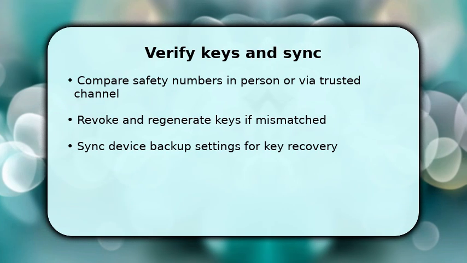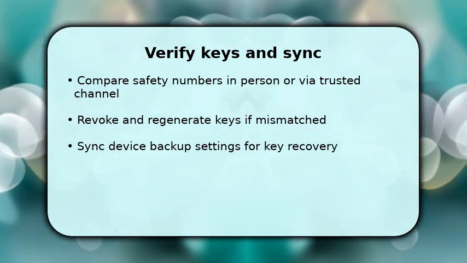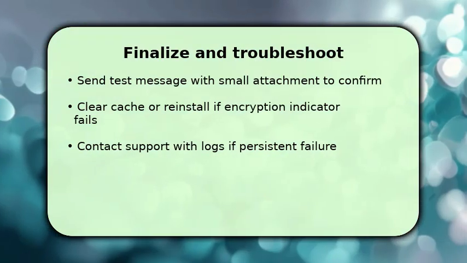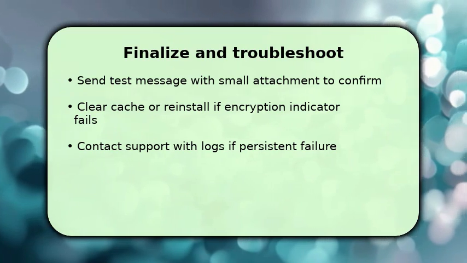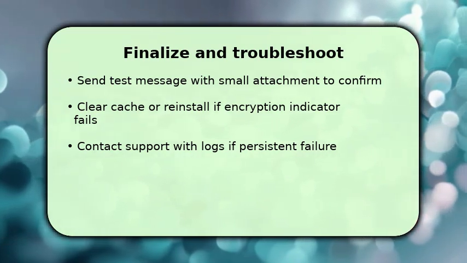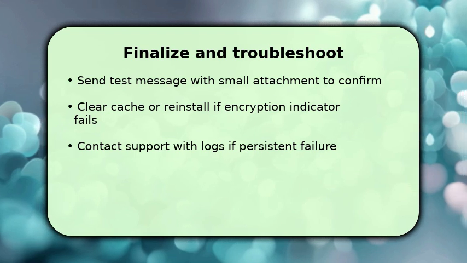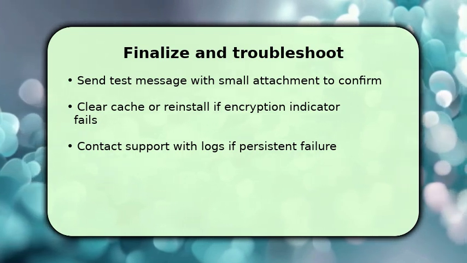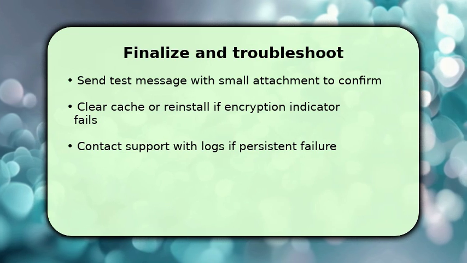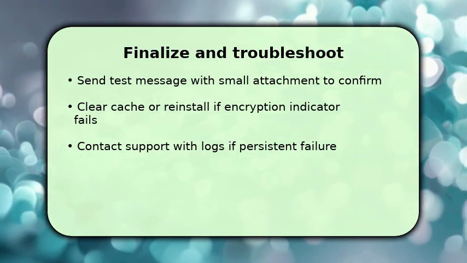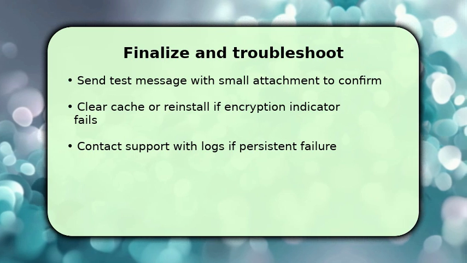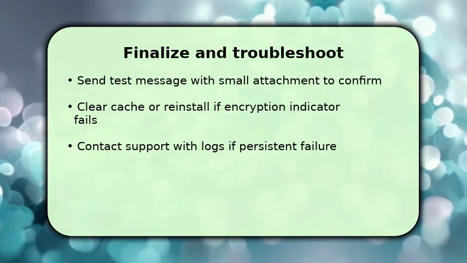Finish by sending a short test message and a small attachment to confirm the encryption indicator remains active. This proves keys are working for media and text. If the indicator disappears, clear the app cache and reboot the phone, then reinstall Facebook Lite to reset stored sessions. If problems persist, collect diagnostic logs and contact support. This helps them see handshake errors.